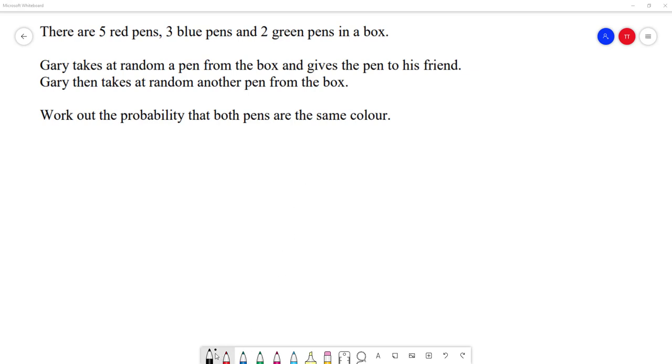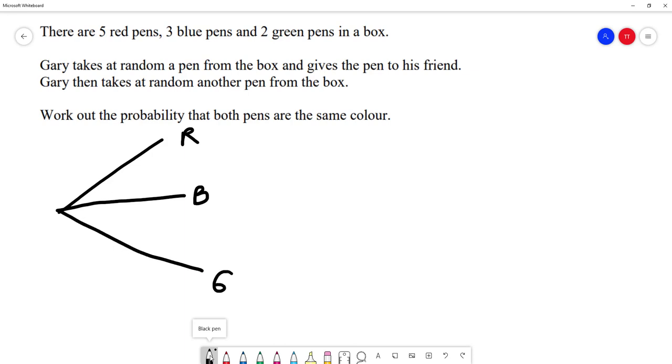So let's draw a tree diagram. So you get either a red pen, or a blue pen, or a green pen. So 5 plus 3 is 8, plus 2 is 10. So we've got 10 pens here. So we've got 5 out of 10 is red, 3 out of 10 is blue, 2 out of 10 is green.